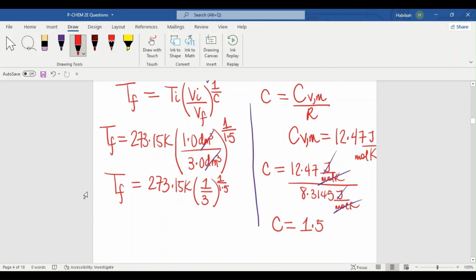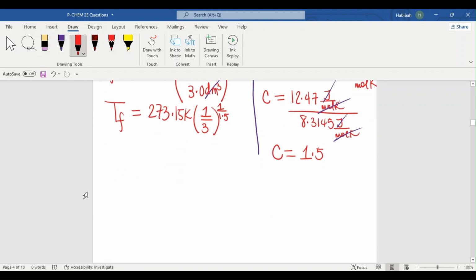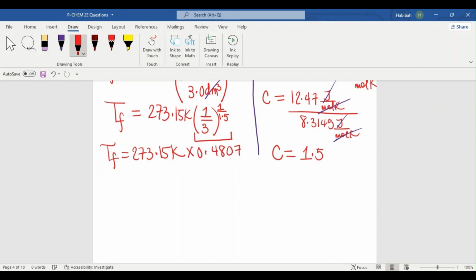So I'm just rewriting that for you. When you have this information, you can just say T final equals 273.15 Kelvin times 1 over 3 raised to the power of 1 over 1.5. You can input this part of the information in the calculator to get 0.487, 49. So that's basically it.